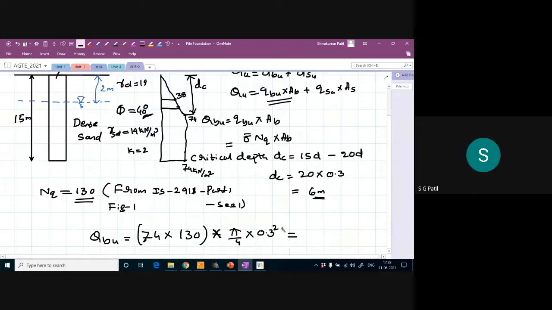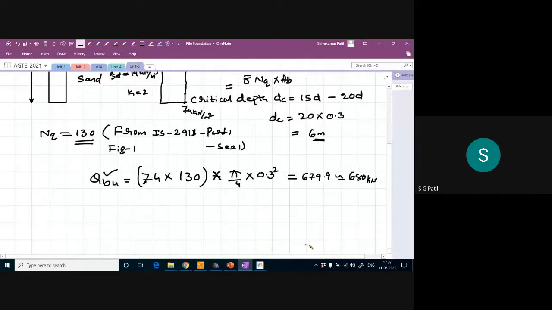679.9, almost 680 kilonewton. Okay, only kilonewton. It's a load, not QB, since I'm multiplying with the area here. It's in kilonewton. This is the base resistance. Now we have to calculate the shaft resistance.